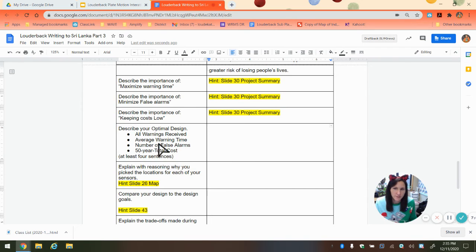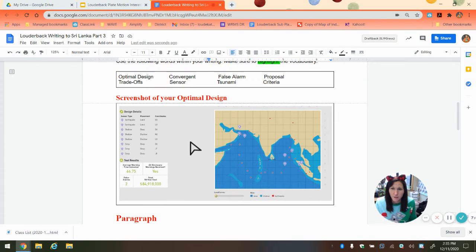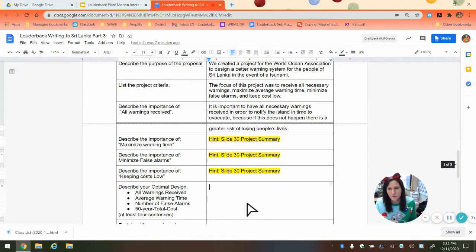Now, this next section here, it's very important that you are writing this information based on the screenshot of your optimal design. Whatever optimal design you have placed into your Google Doc, that is the data that should be written about. I can't tell you how many times I have kids who are sharing information from another source, another partner, someone they've got their results from, and try to copy and paste.